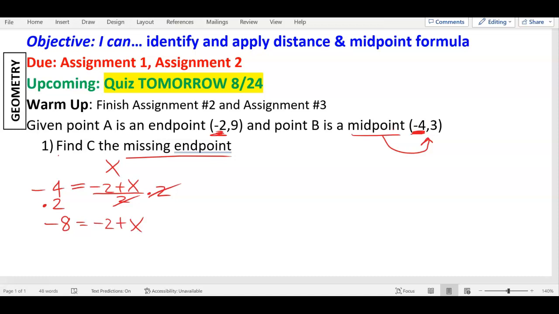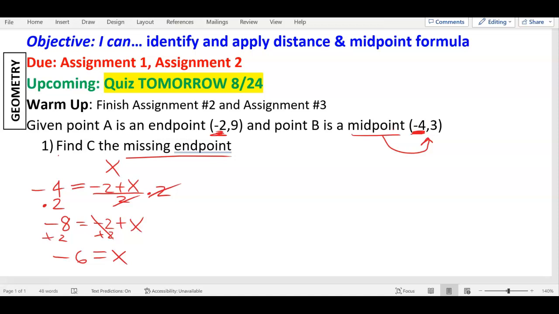Last step is to get rid of this loner. What's the opposite of -2? Plus 2. Now, -8 plus 2 is not 10. It's not -10. Some of us struggle with adding and subtracting positive and negative numbers. You might want to just use your calculator. And it does give you -6. Okay, cool.